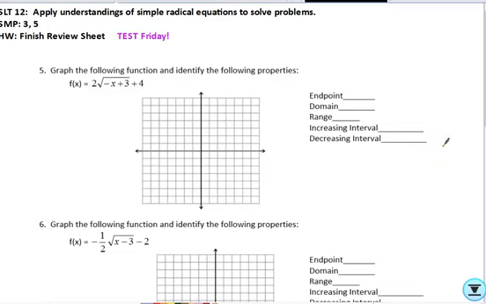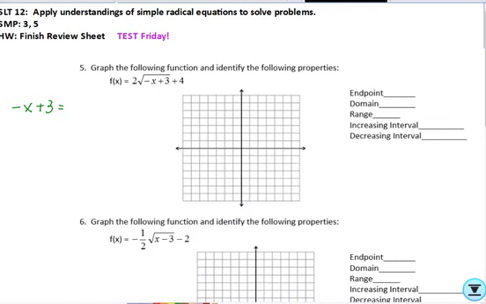Okay, graph and state the properties. So we have a square root. I'm going to take my argument, and that is equal to the nice square root numbers. So for square root, I want my argument equal to 0, to 1, to 4, and to 9. And that's going to help me get the x's I need for my chart.